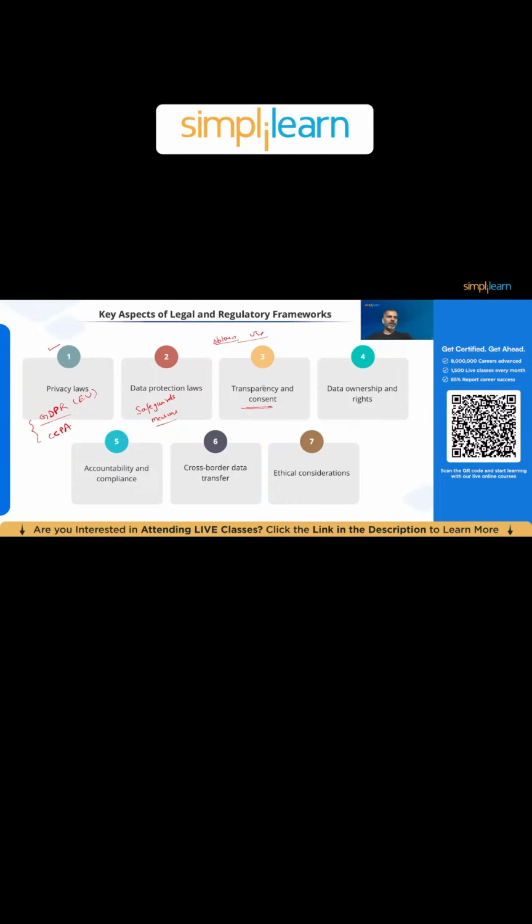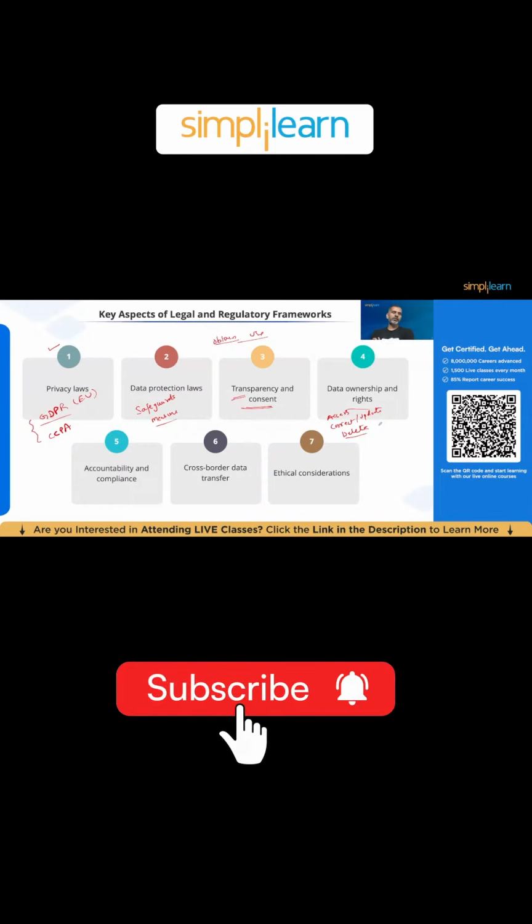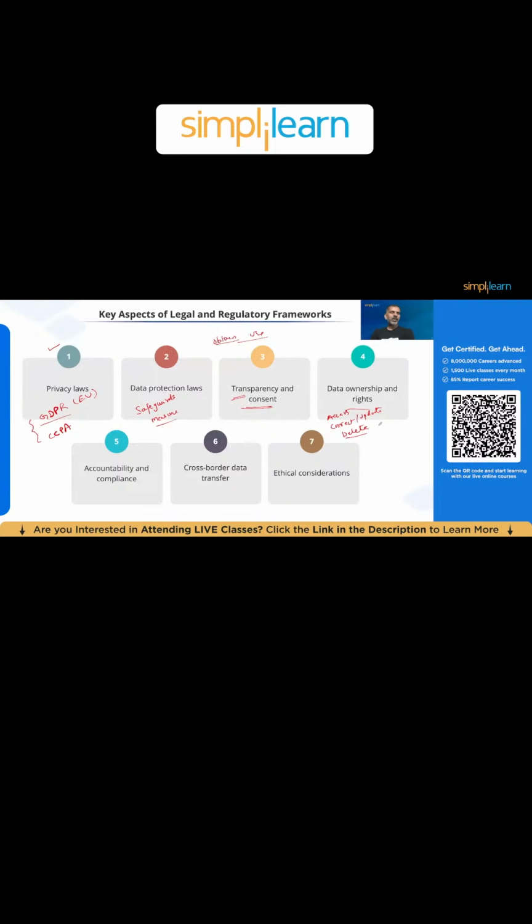So this is where we talk about transparency and consent. Finally, it talks about data ownership and rights. This defines the individual's rights over the ownership of the data. And this is where we talk about the right of access, the right to correct or update, as well as the right to delete. So if I'm not interested in sharing my information, even later when I have shared my information earlier, I can have the control to delete that particular information. And this is where we talk about data ownership and rights.